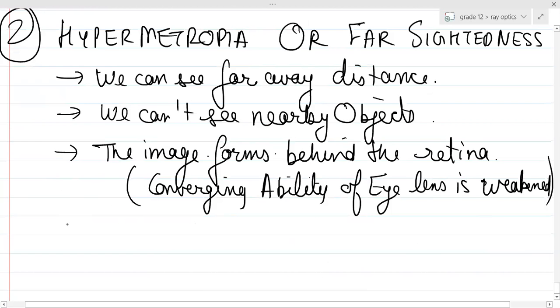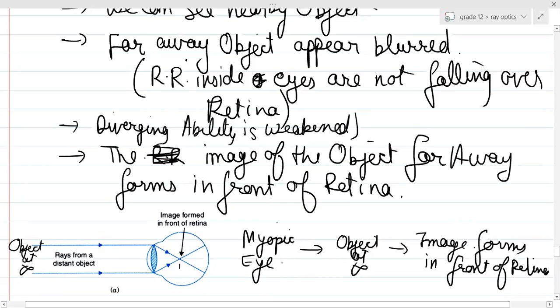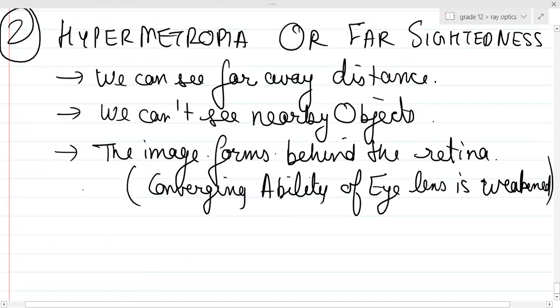Okay, so the converging ability of the eye lens is weakened, and in the previous case, what will be weakened? The diverging ability will be weakened, right? So that's why it's converging more, diverging less. It should have diverged it till over here, right? So anyways, this is your hypermetropia.